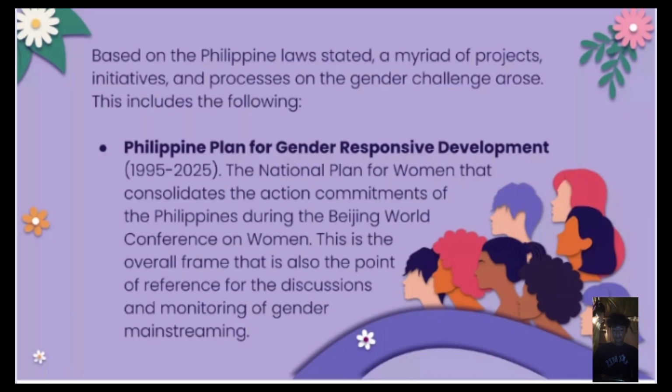and the Philippine Plan for Gender Responsive Development 1995 through 2025, the National Plan for Women that consolidates the action commitments of the Philippines during the Beijing World Conference on Women. This is the overall frame that is also the point of reference for the discussions and monitoring of gender mainstreaming.